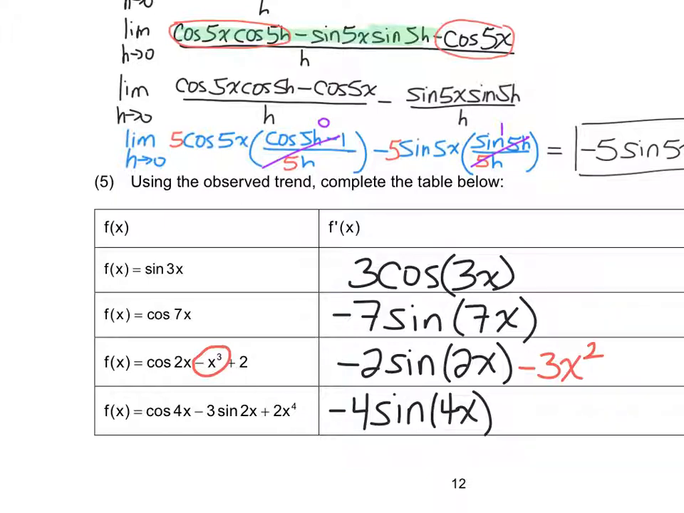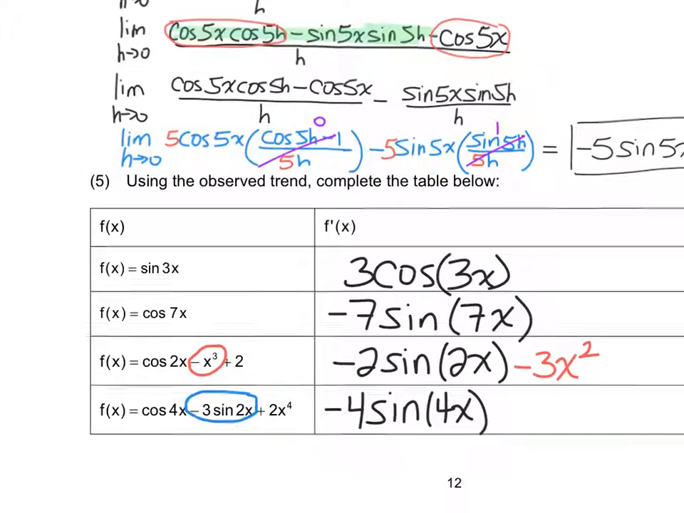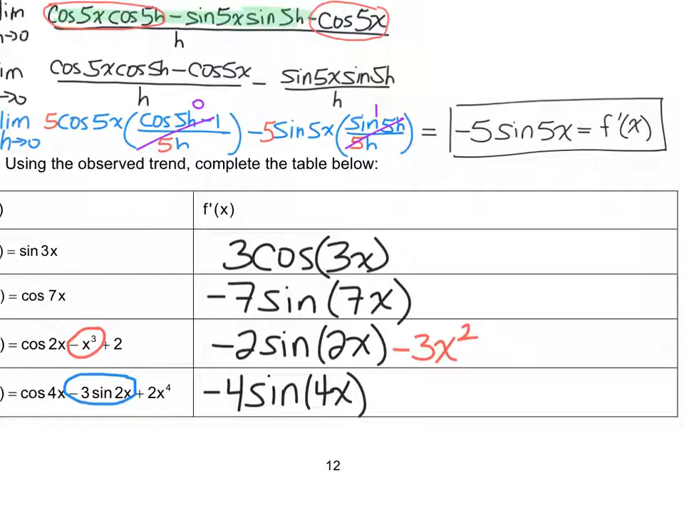The next piece is a little trickier because we have a coefficient. What are we going to get for that one? 2 cosine 2x for just the sine 2x times the negative 3. So it's negative 6 cosine 2x. Exactly. And the last piece there, plus what? 8x cubed.